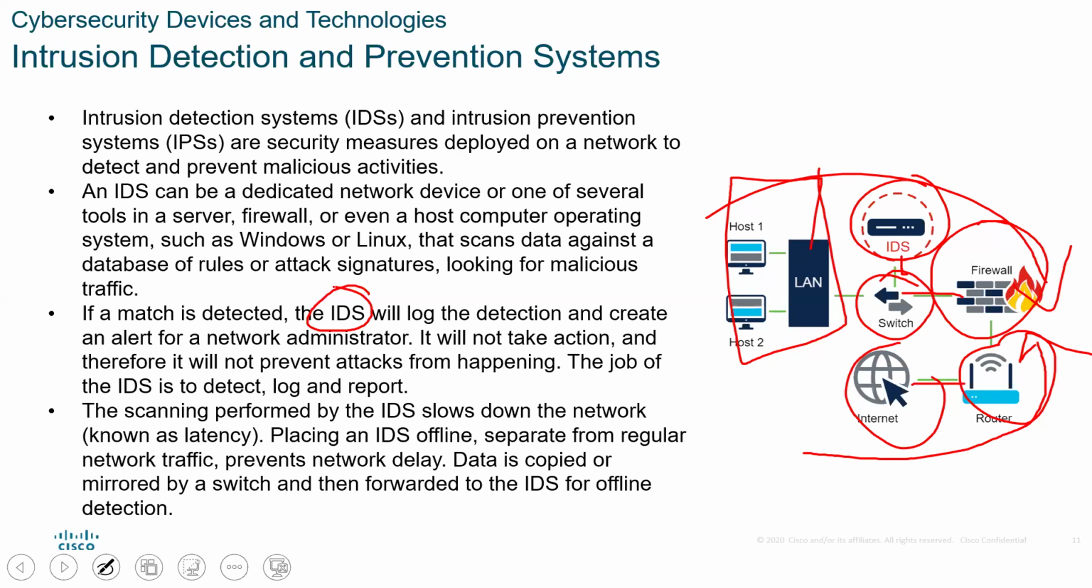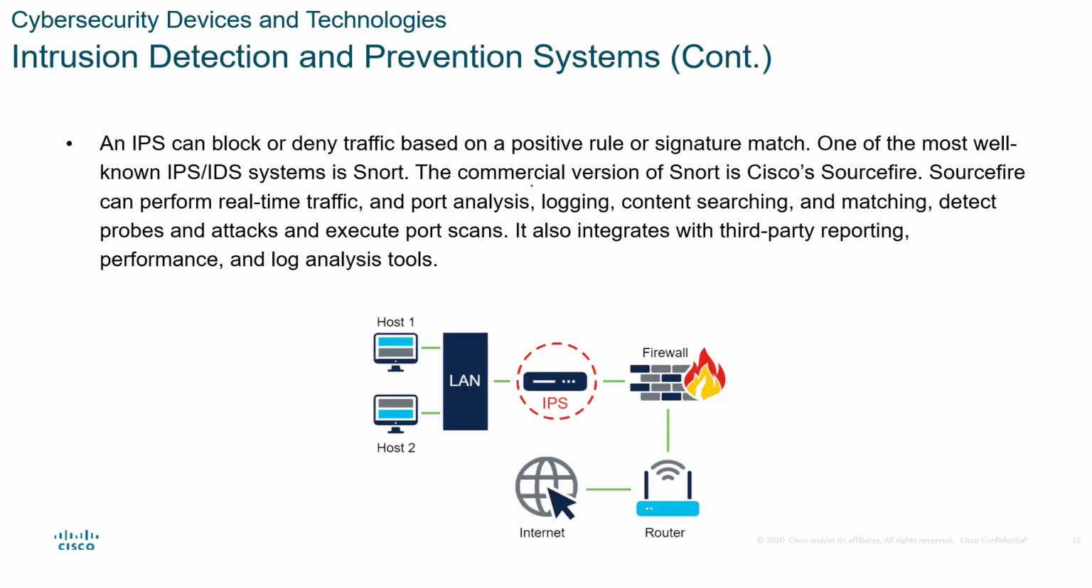traffic, prevents network delay. So data is copied or mirrored by a switch and then forwarded to the IDS for offline detection. An intrusion prevention system can block or deny any traffic based on a positive rule or signature match. One of the most well-known IDS or IPS systems is called Snort. The commercial version of Snort is Cisco's SourceFire.